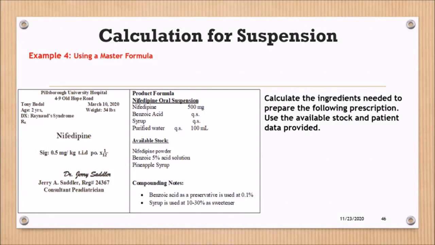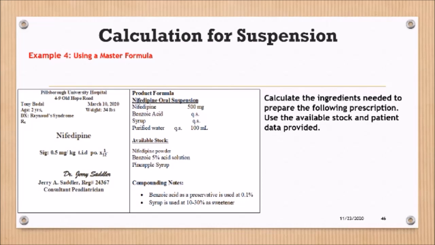What is requested in this case? Nifedipine is requested. The signatura we're going to interpret to mean 0.5 milligram per kilogram. That means for every kilogram, the patient is to get 0.5 milligrams of nifedipine, TID, which is 3 times a day by mouth for a month. The doctor's name, signature and registration number are already present on the prescription, making it a legal document.